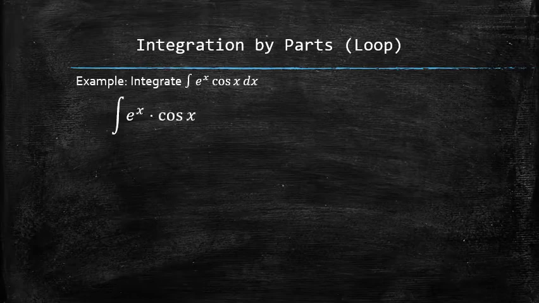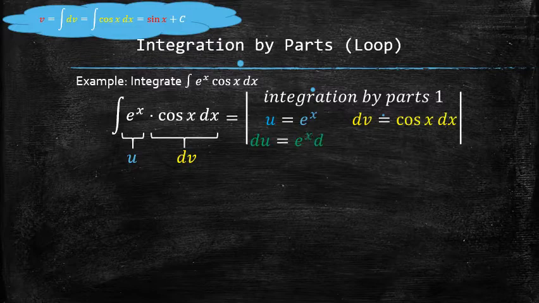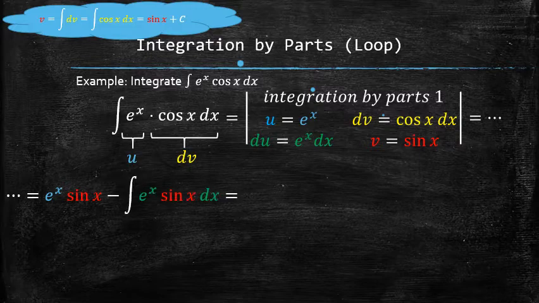We rewrite the integrand and choose u and dv, and integrate by parts by differentiating u to find du and integrating dv to find v. We apply the integration by parts formula and produce a new integral which is similar to the original one and can be found with another integration by parts.